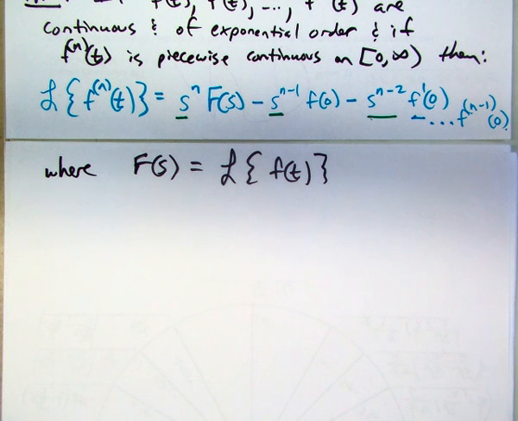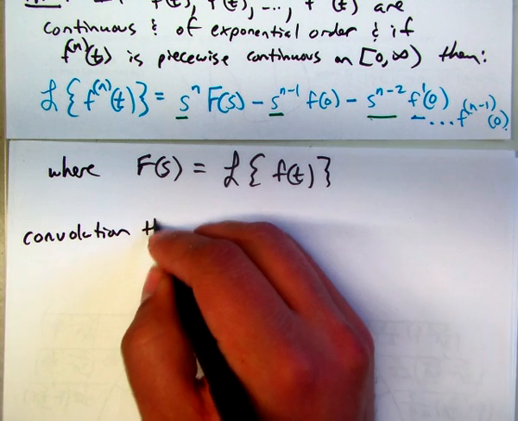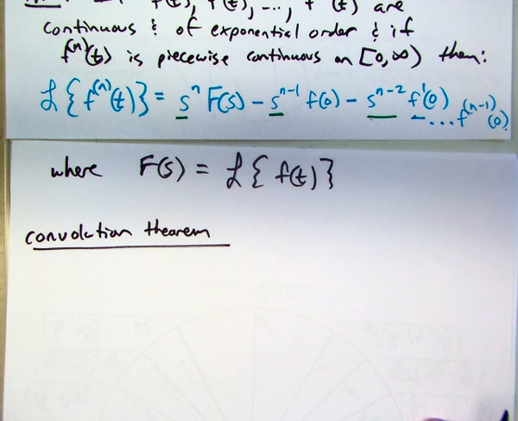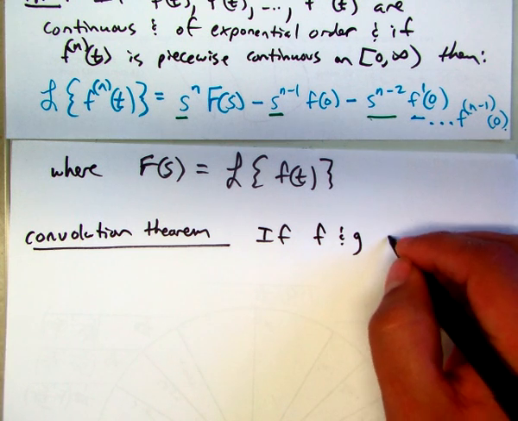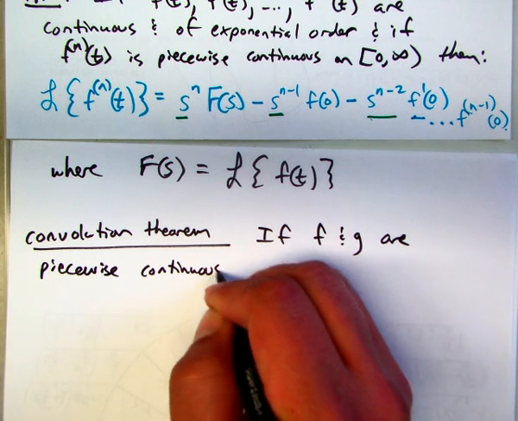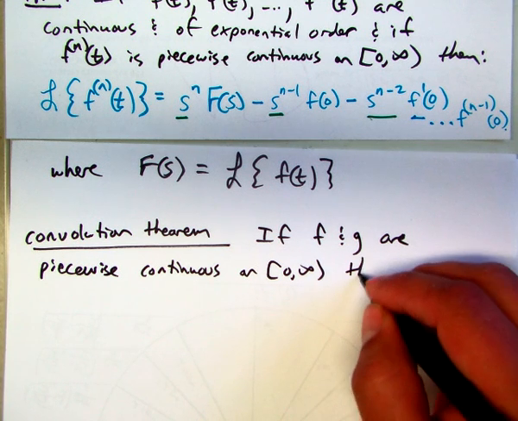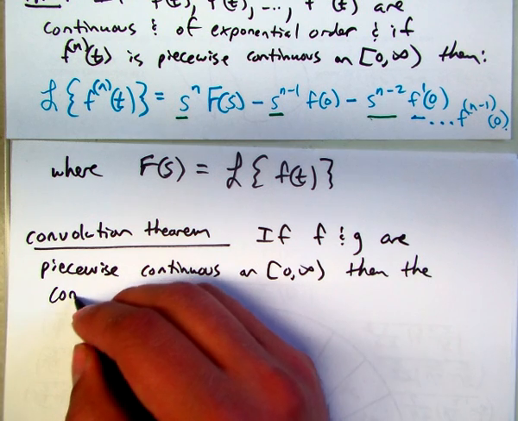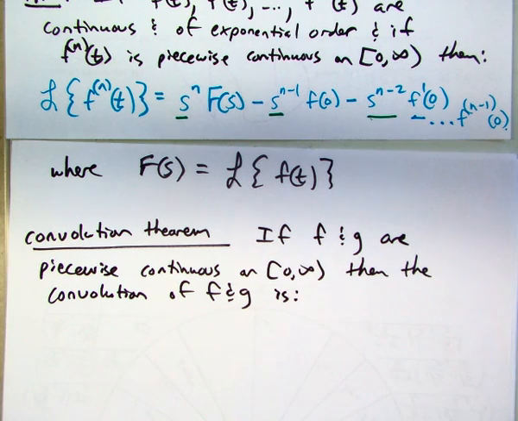Okay. Let's talk about the convolution theorem, which says the following: if f and g are piecewise continuous on 0 to infinity, then the convolution of f and g is, and we use a little asterisk. That's the symbol for convolution.